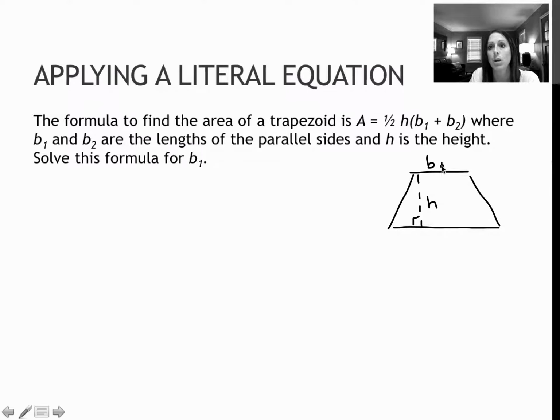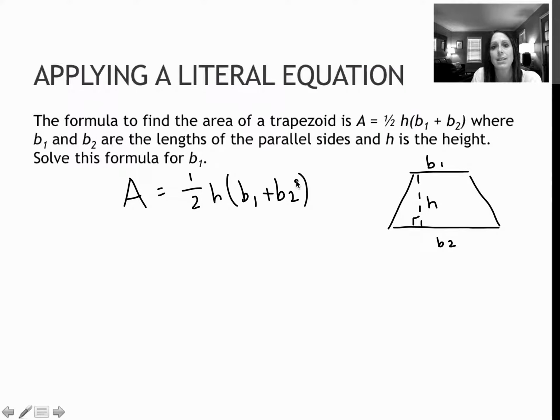So I would have a base 1 and a base 2, and it doesn't matter which one you call base 1 and base 2. I would add those together and divide them by 2, which gives me the average, and then it's kind of like finding the area of a rectangle. So that was a nice little side note. Over here now I have A equals 1/2 h times b1 plus b2.